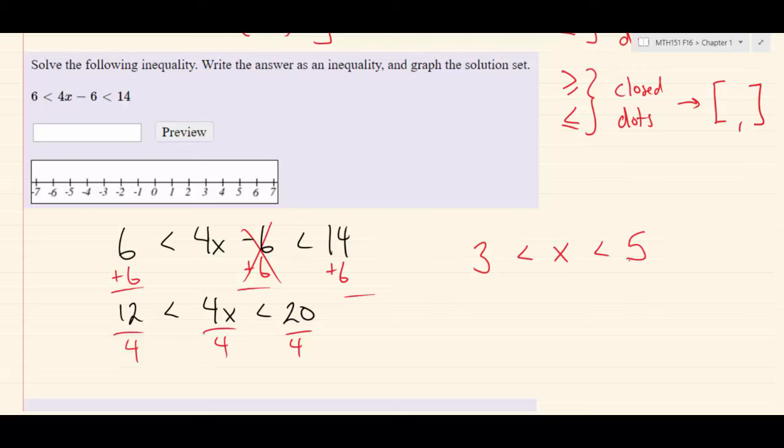Let's start with dots. We know we're going to have dots at 3 and 5. Open dots or closed dots? Open dot. So we're going to have an open dot at 3. Boink. Open dot at 5. Yeah, everything in between 3 and 5, right? So you're going to kind of shade this stuff right here.